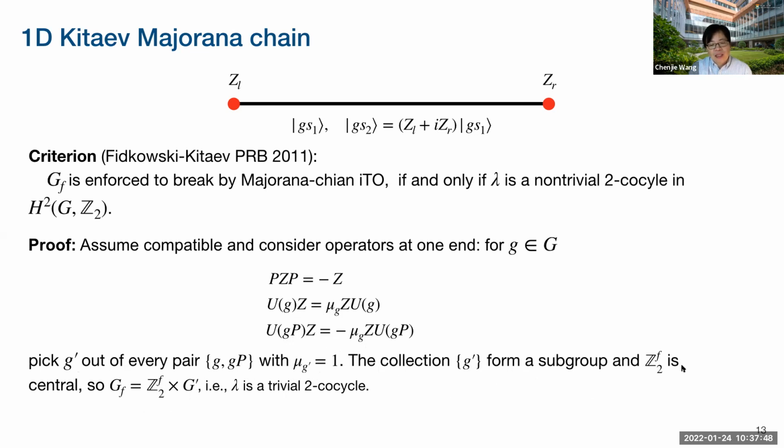Then because this fermion parity is central in the total symmetry group, mathematically you can argue that it must be a direct product of them. This is due to the existence of the Majorana zero mode. So we get this criterion for 1D symmetry enforced symmetry breaking. In this case, the direct product case means that this lambda is trivial. That's the simple 1D case, and the simplest example is Z4F, because this is a non-trivial extension of the fermion parity.